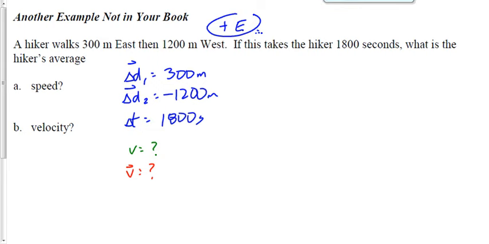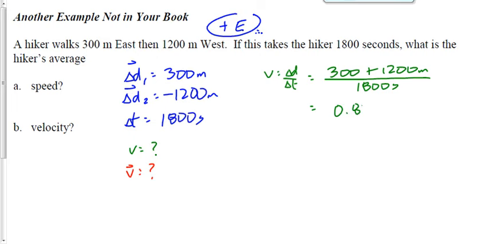Speed, we know, is distance over time. Now, the speed probably is changing here a little bit, but we're looking for the average, so this equation is still valid. What's my distance here? It's 1,500 meters, 300 plus 1,200 meters. How come I didn't pay attention to the negative there? Yeah, this is distance, not displacement. The distance there is 1,200 meters, not negative 1,200. The displacement is negative 1,200. Time is 1,800 seconds. 300 plus 1,200 is 1,500 divided by 1,800, I think is 0.83. Is that right? 0.833 meters per second.